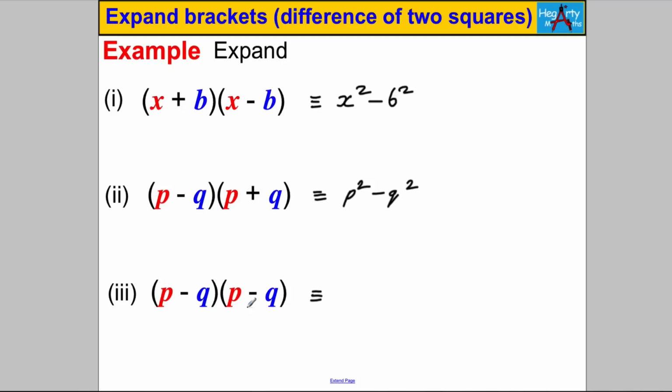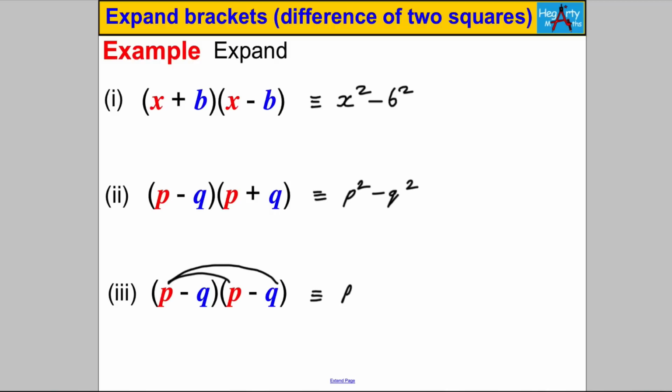Guys, I'm sneaky, I put a trick in there. This is not a bracket multiplied by its conjugate. P subtract q multiplied by p subtract q. Neither of these is the conjugate of the other. It would only be a conjugate if one of them was p add q. So when you see a case like this, there's no difference of two squares shortcut. You just have to go back and do it the long old way.